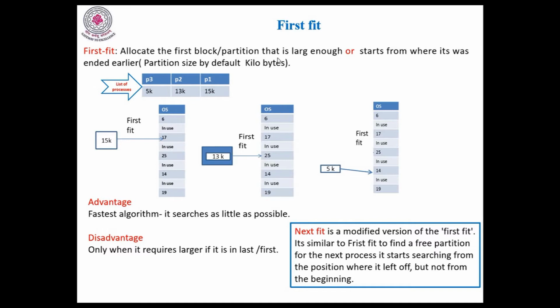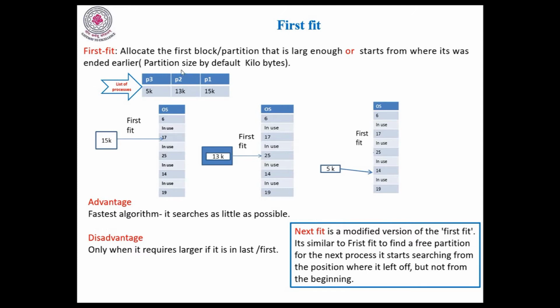What is the definition? Allocate the first block or partition that is large enough. 15K less than or equal to 6K, the first block I am comparing. The condition is false. So as per the definition, I move to the next freely available location. 15K less than or equal to 17K, condition is true. So now I am loading P1 in this partition. Once I load into this partition, there is certain unused memory. My requirement is 15K, available is 17K. 17K minus 15K, 2K unused memory. This is called internal fragmentation.